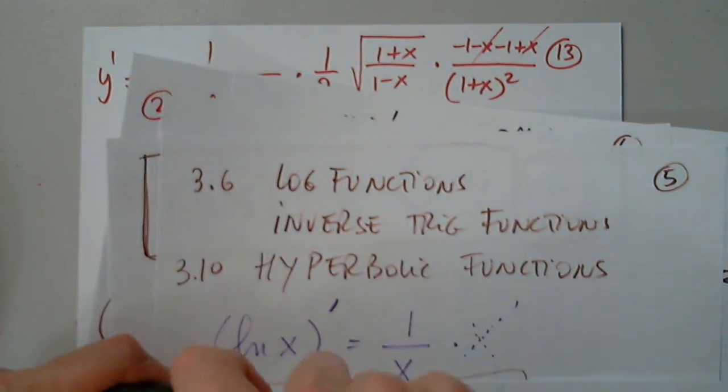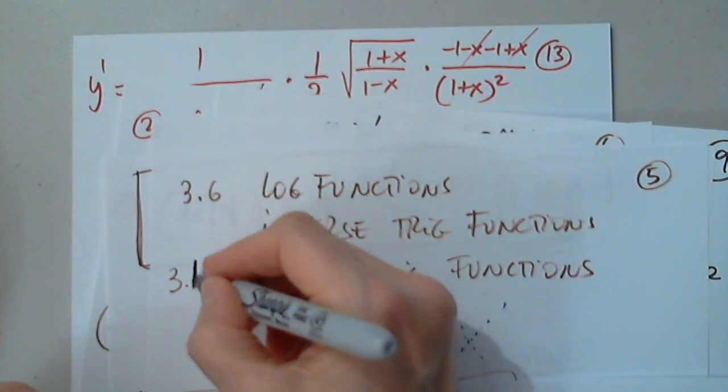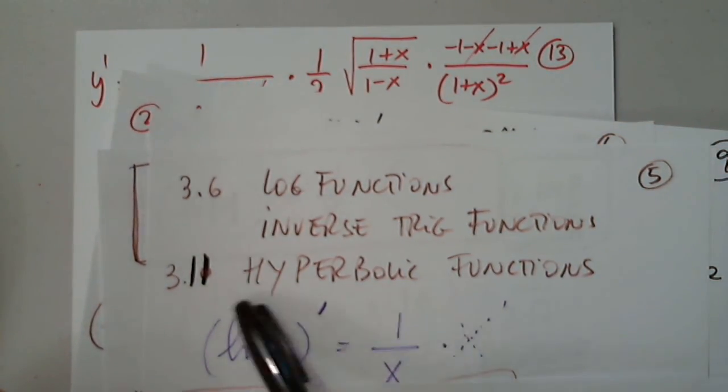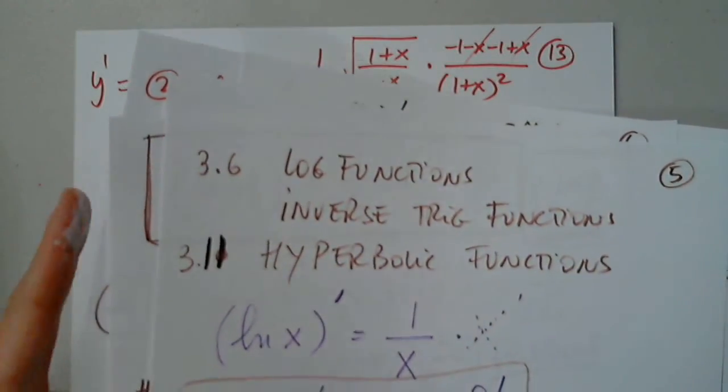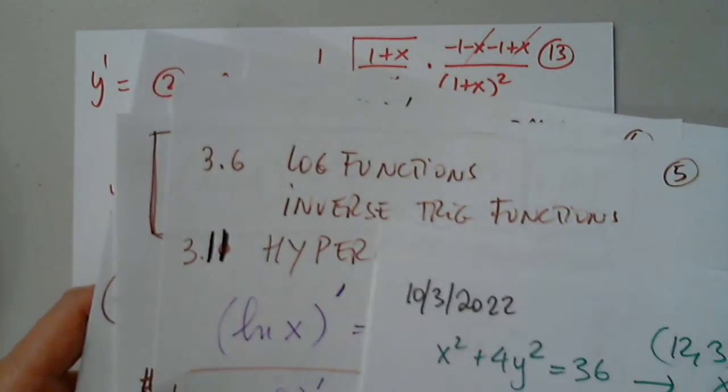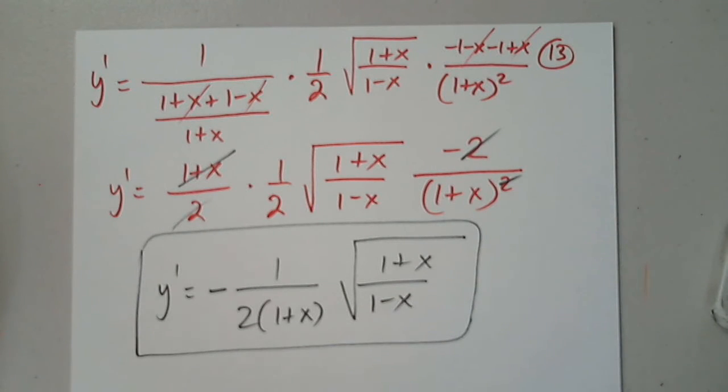I'm going back for a second because I realized that I wrote 3.10, but the last section is 3.11, the hyperbolic functions. So please correct that. It's not 3.10, it's 3.11. Okay, so let's go back. Do we need to look at another? Is that a yes? Is that a no?